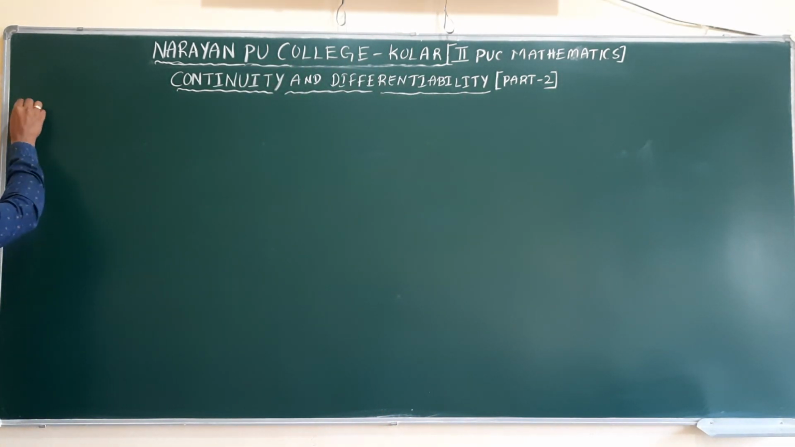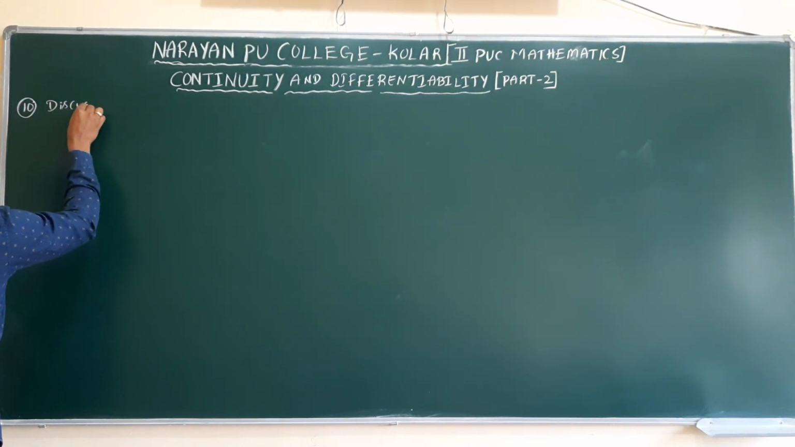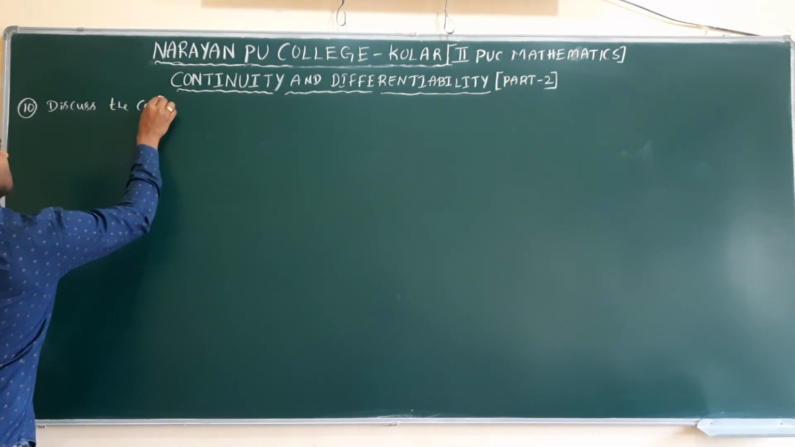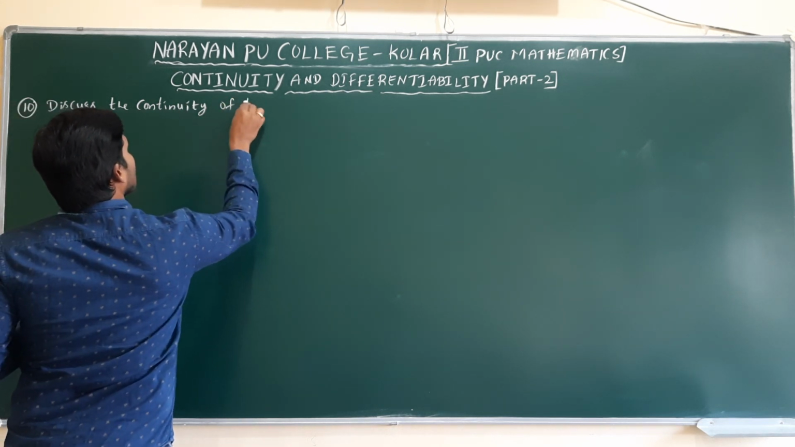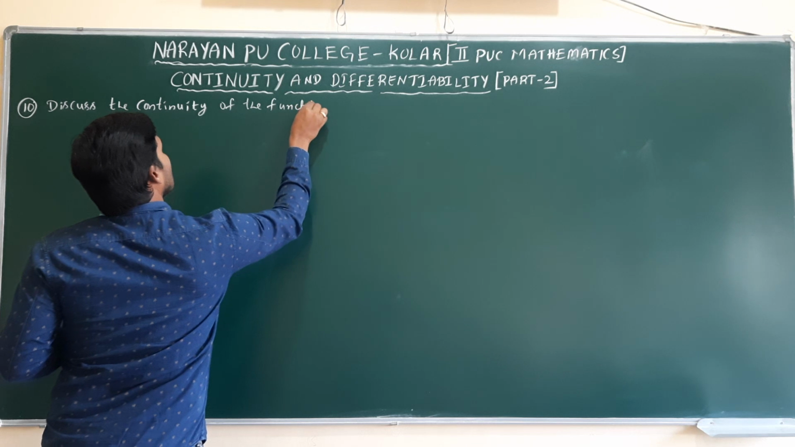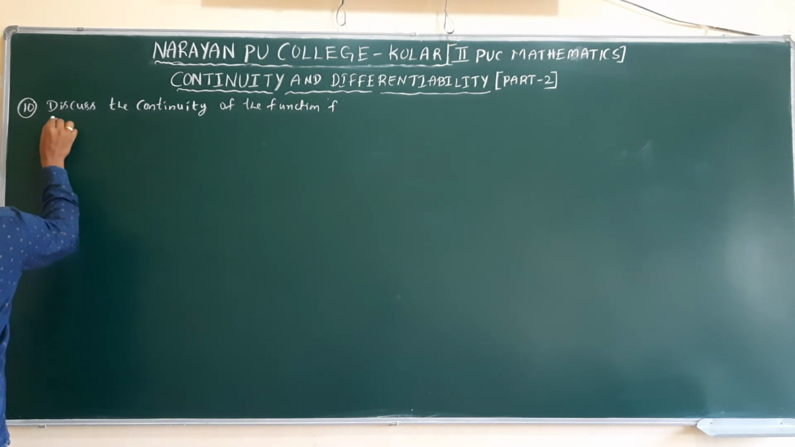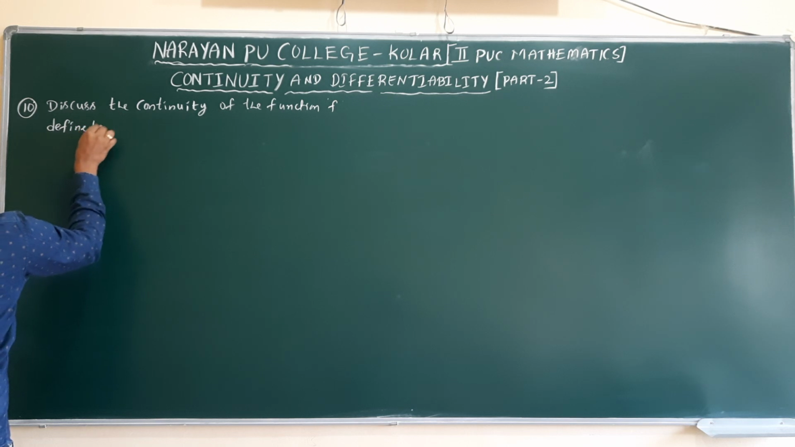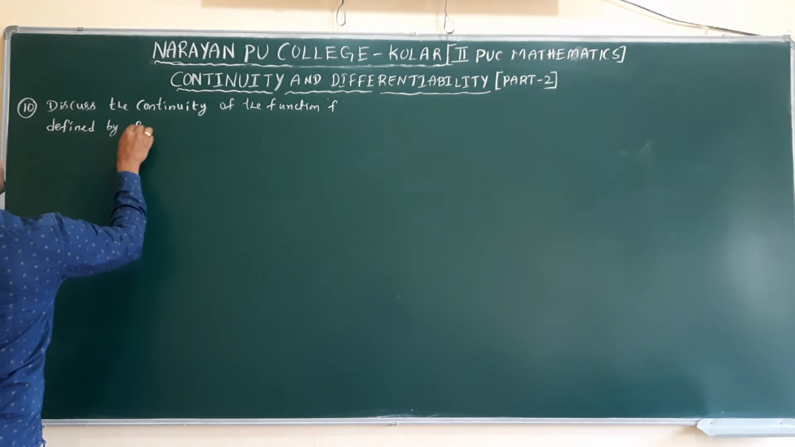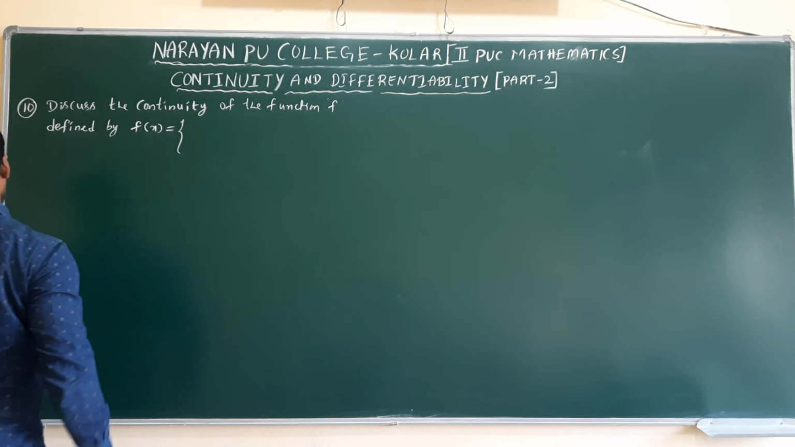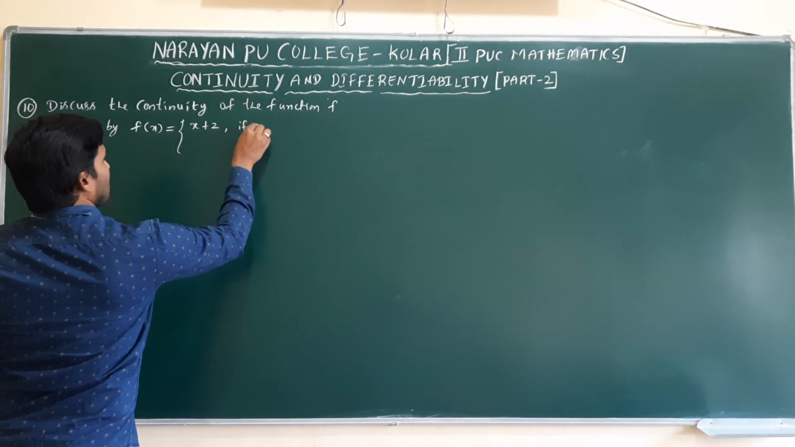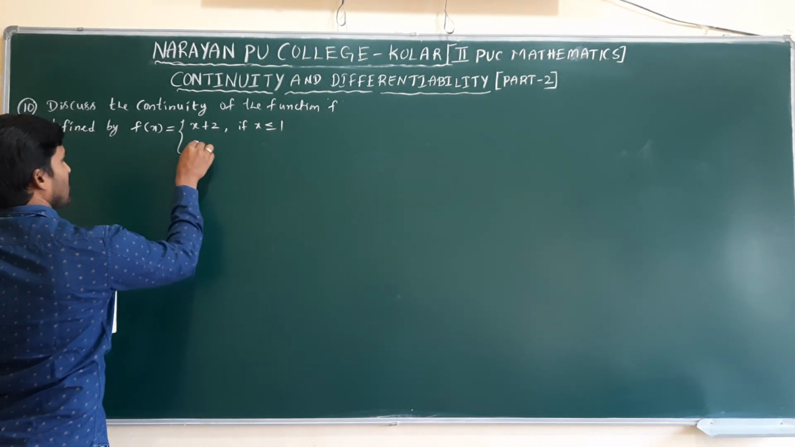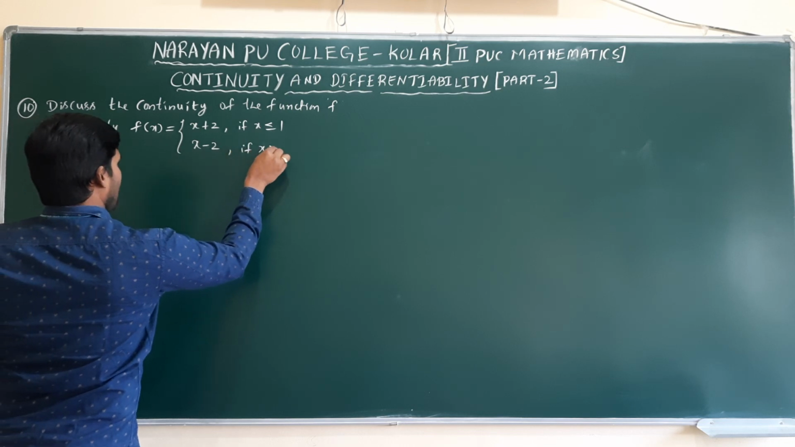Example 10, discuss the continuity of the function f defined by f of x equal to x plus 2 if x less than or equal to 1, x minus 2 if x greater than 1.